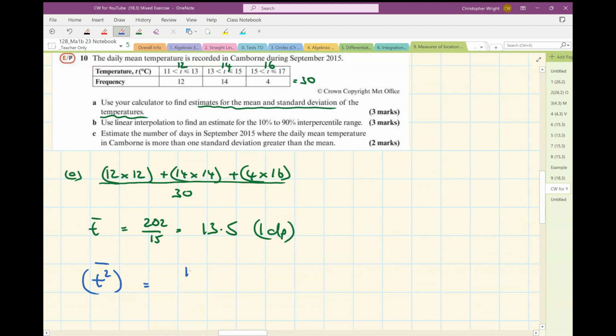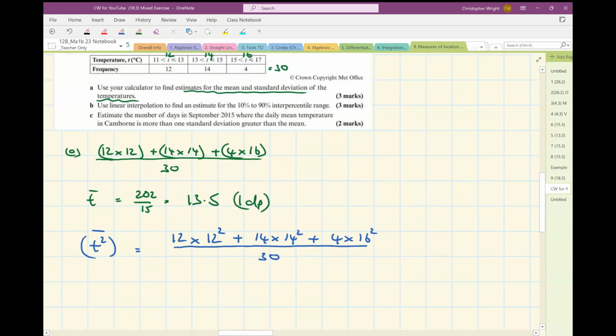So I've got 12 days, and the temperature squared would be 12 squared. 14 days, and the temperature squared would be 14 squared. 4 days, and the temperature squared would be 16 squared. And to find the average of those, I'll divide by 30. Okay, so that gives me a total of, if I do that on my calculator, there we go, 916 over 5.